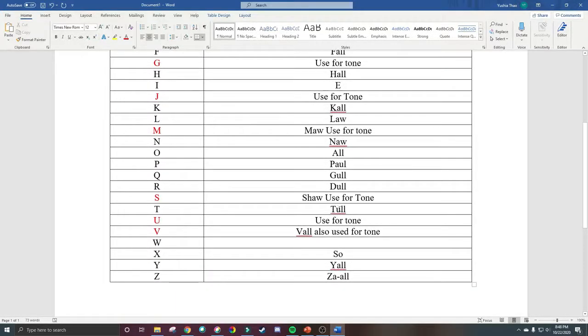T is Da. U has no pronunciation, but is used for a tone. V is also used for a tone. And W, I don't know how to write it down as a romanization, so it's actually pronounced U. And then X is Sha, Y is Ya, and Z is Ja.